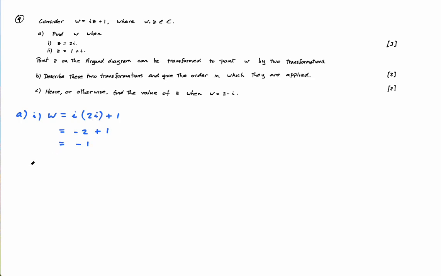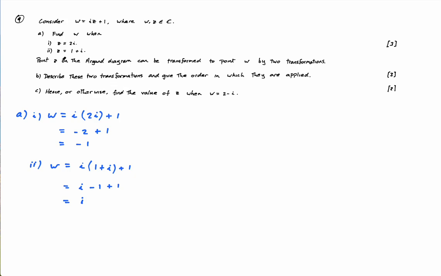Okay, part 2. Find w when z is 1 plus i. Okay, now w is i times (1 plus i) plus 1, which is equal to i minus 1, because i times i is minus 1, plus 1, which is just equal to i. Okay, that first part was not too bad.